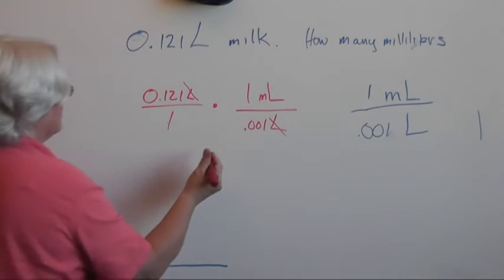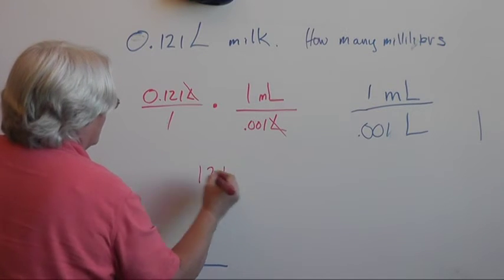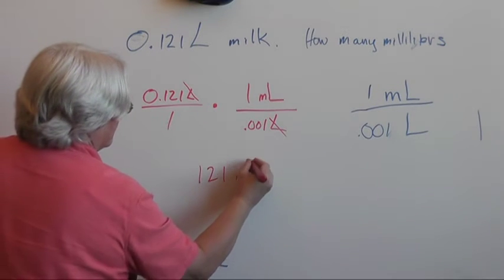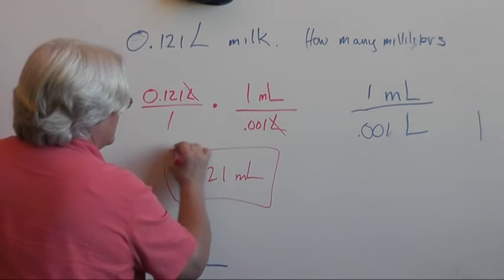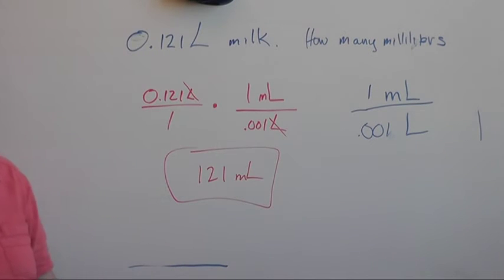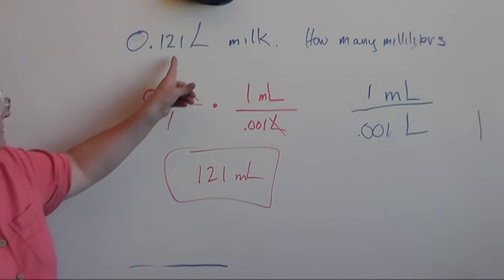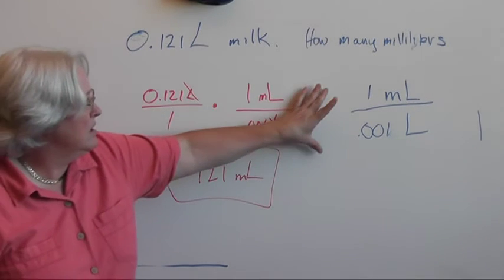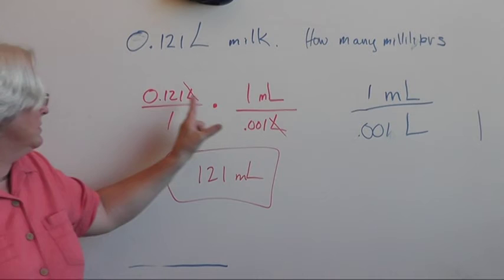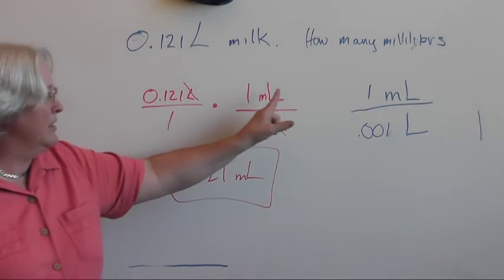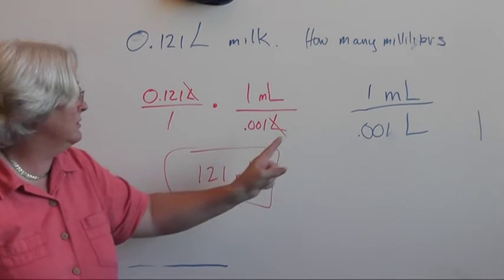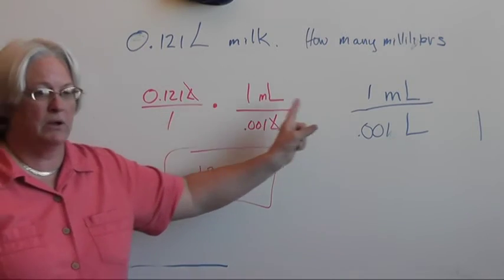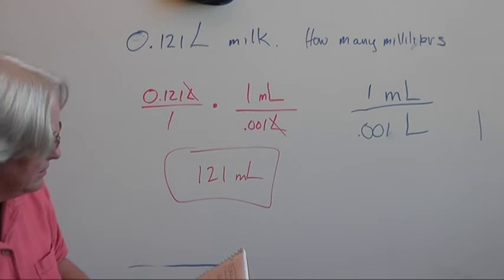So this is equal to 121, which is not the answer. 121 milliliters is the answer. It's starting to make sense. You're going to take the original, divide it by 1 to make it a fraction. Find a relationship between your old unit and the new unit that you want to change it into. Set it up so that the units divide.